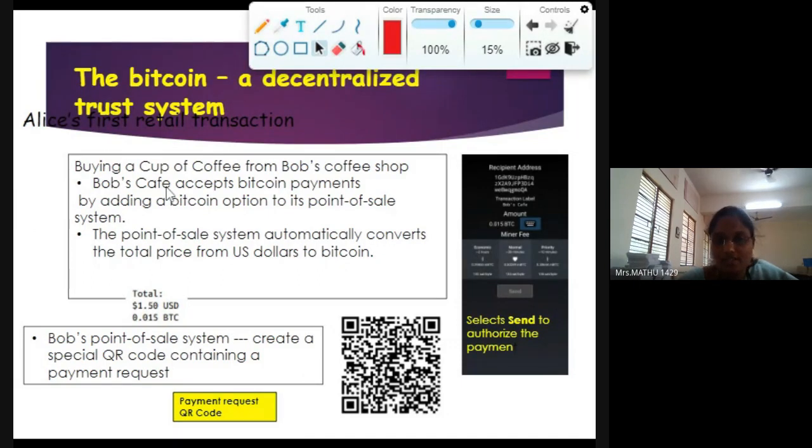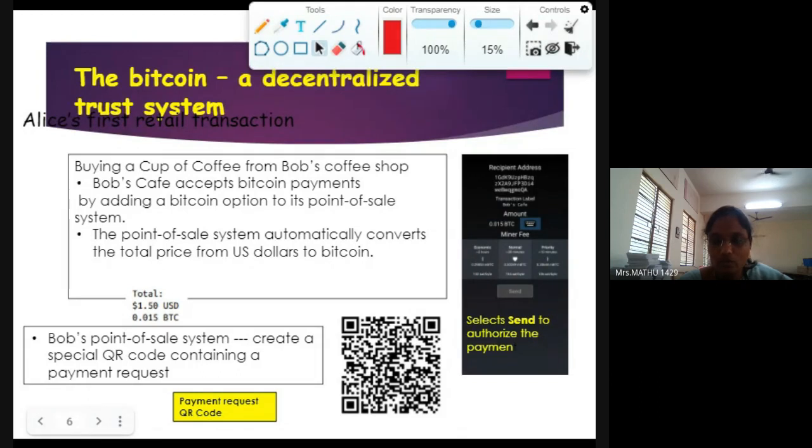the first retail transaction has happened to Alice. She is buying a cup of coffee from Bob's coffee shop. But the retail shop should be able to receive or accept Bitcoin payments. In Bob's cafe, there is a provision for that, and his point of sale system automatically converts the US dollars to Bitcoin. The price of the coffee is very minimal.